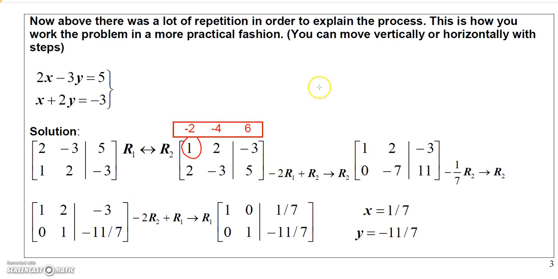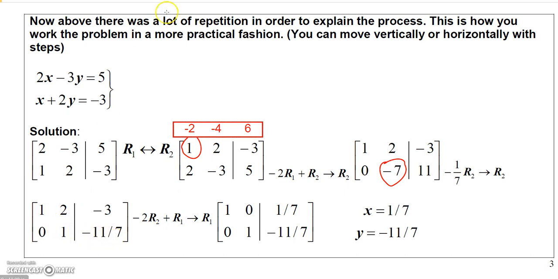Okay, so now I need to make this a 1. So what I'm going to do is multiply this row by the reciprocal of negative 7, so that when I multiply negative 7 by its reciprocal, it gives me 1. Now again, I multiply everything in this row by negative 1/7. So 0 times negative 1/7 is 0, negative 7 times negative 1/7 is 1, and 11 times negative 1/7 is negative 11/7.